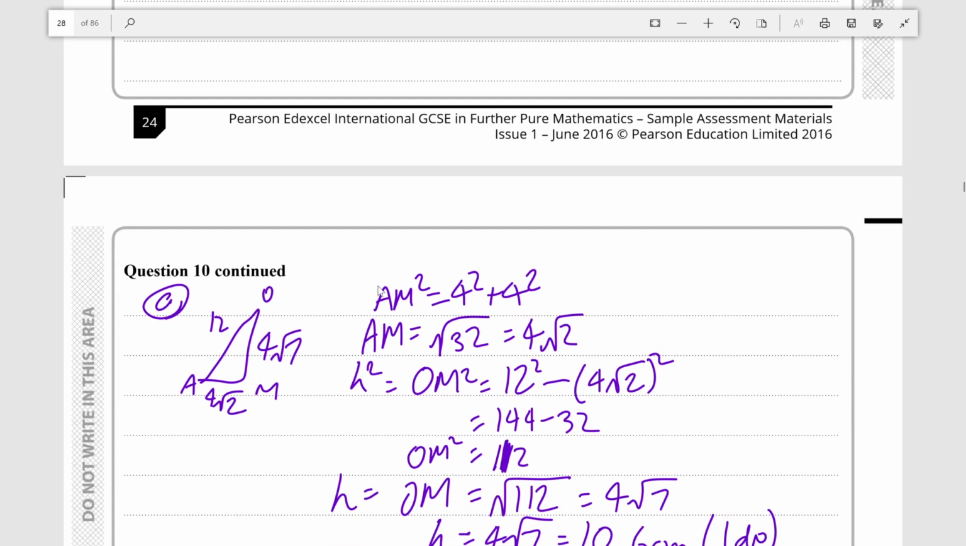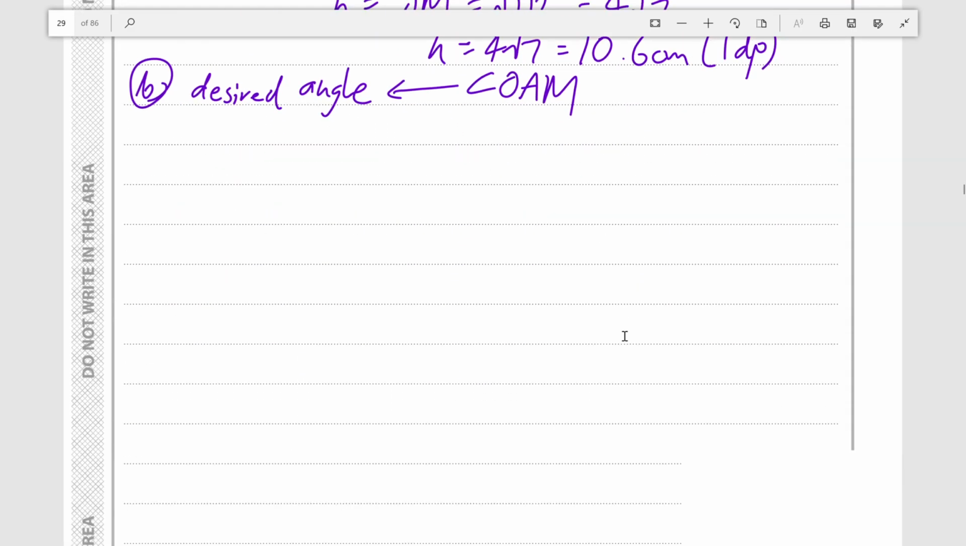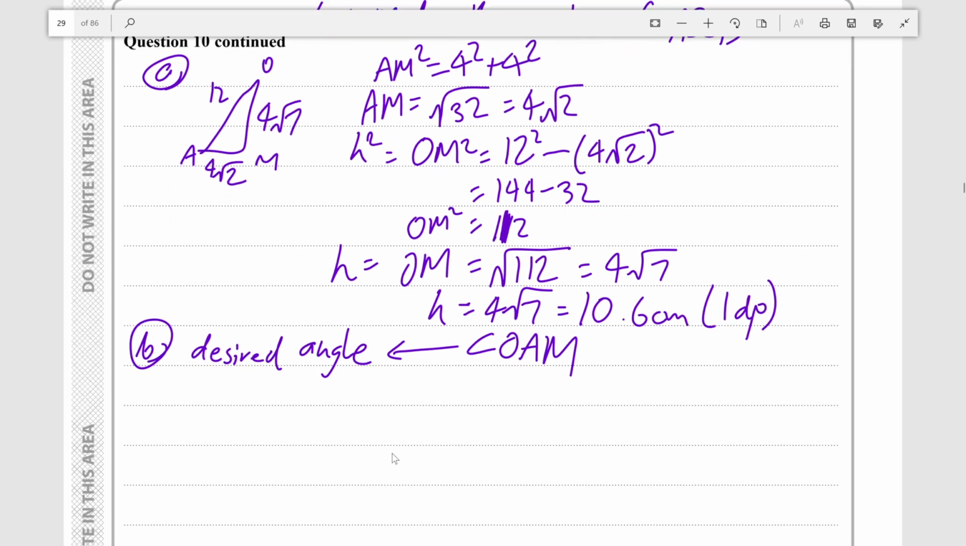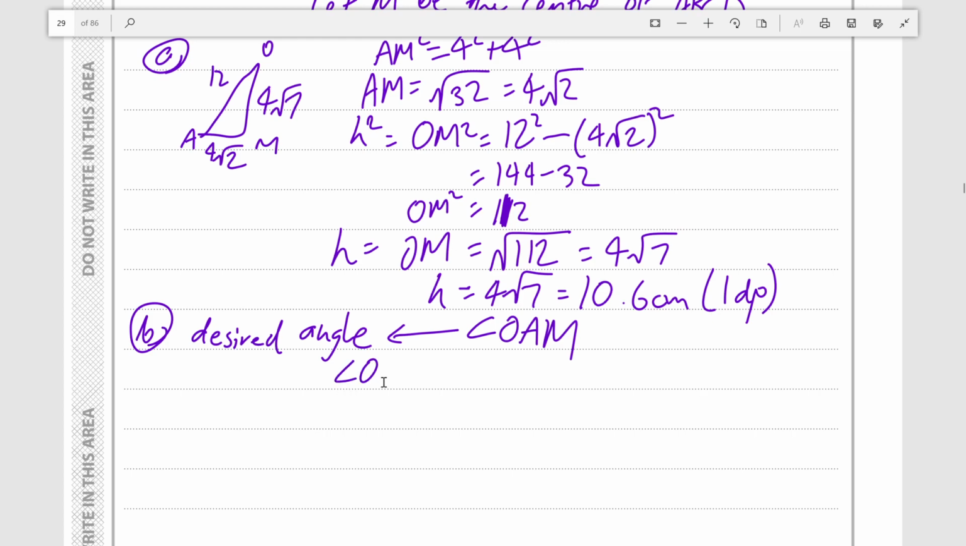My apologies, we should probably make it clear that M is the midpoint of the plane. So let M be the center of ABCD. Now, the desired angle is OAM, and then angle OAM will be, since this is a right angle, the inverse cosine of the adjacent over the hypotenuse, because it's so katoa. So 4 root 2 over 12.